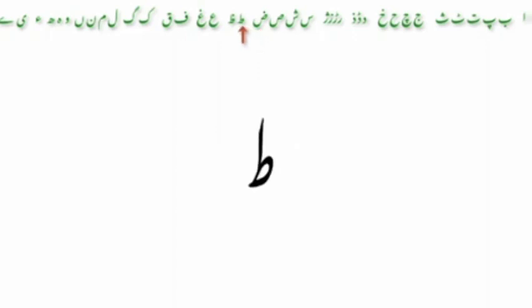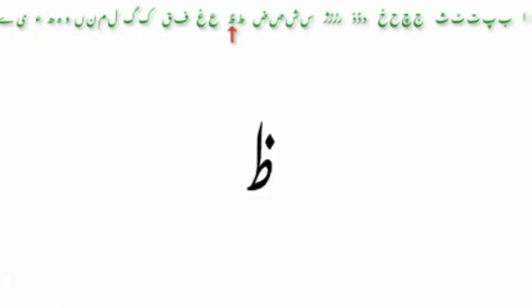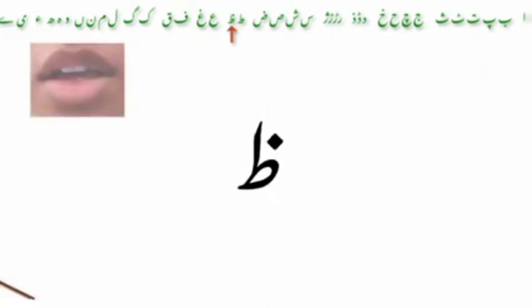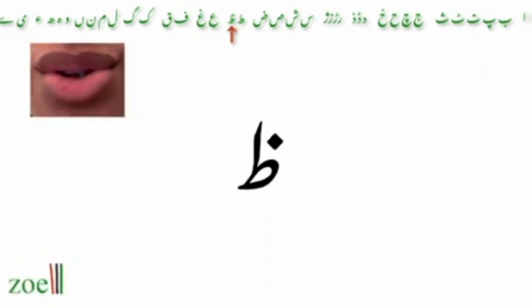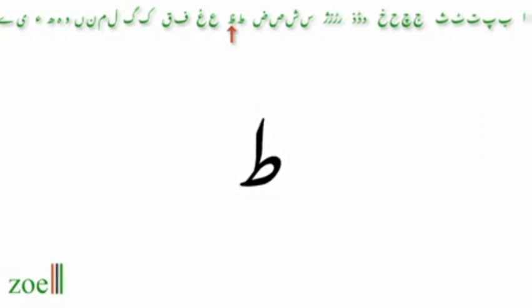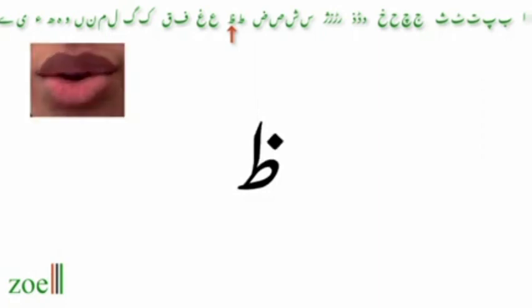So now we're at toy. Just like te, toy is made by placing the front part of your tongue and laying it right along the back part of your top set of teeth. So it's toy, toy. And next we've got zoy. Zoy. Toy, zoy.